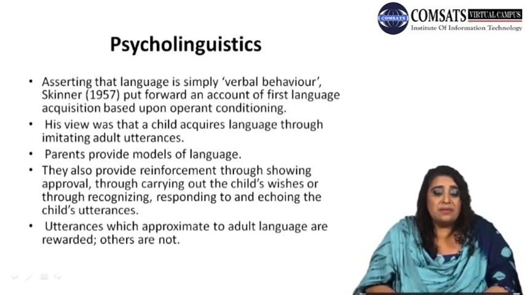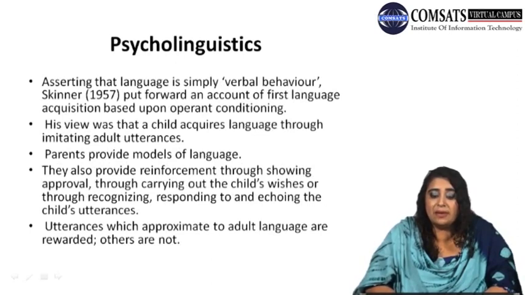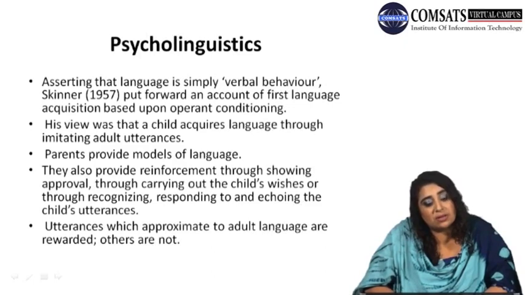Now, asserting that language is simply verbal behavior, Skinner in 1957 put forward an account of first language acquisition based upon operant conditioning. His view was that a child acquires language through imitating adult utterances. Parents provide models of language. They also provide reinforcement through showing approval, through carrying out the child's wishes, or through recognizing, responding to, and echoing the child's utterances.